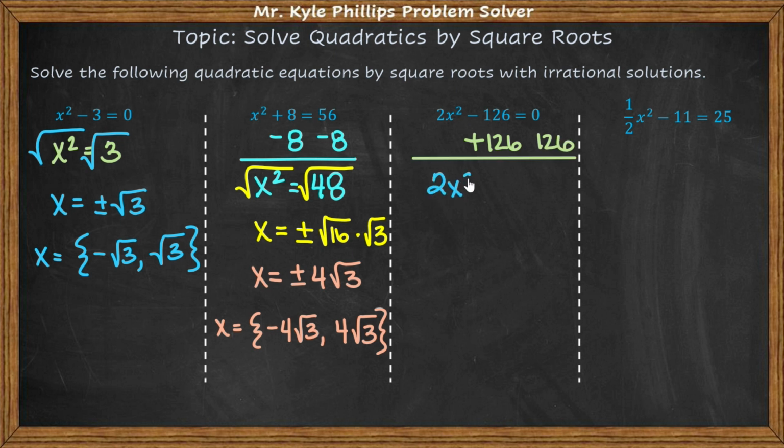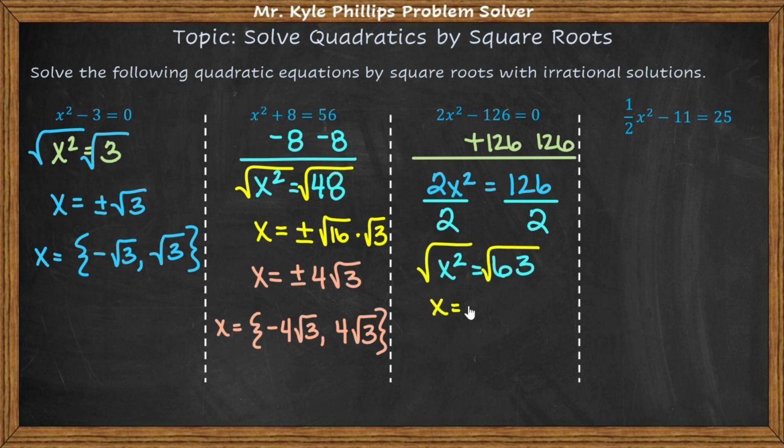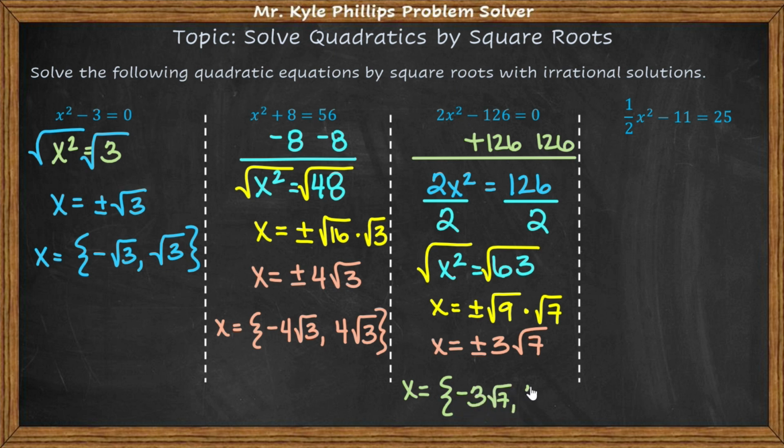Coming over here to this one, I'll add 126 to both sides. And now we have 2x squared equals 126. And now I'll divide both sides by 2. And then I'll take the square root. So here with 63, I'm thinking, what's the largest perfect square that can go into 63? And I'm thinking that's 9. So I have root 9 times root 7. So my solution here is going to be plus or minus 3 root 7. And when I write this in my braces, I will have negative 3 root 7 and positive 3 root 7.